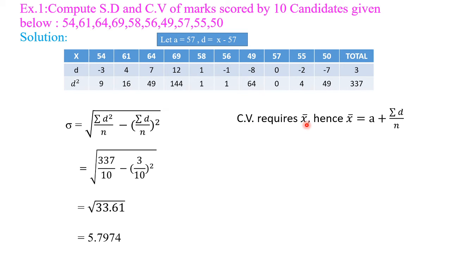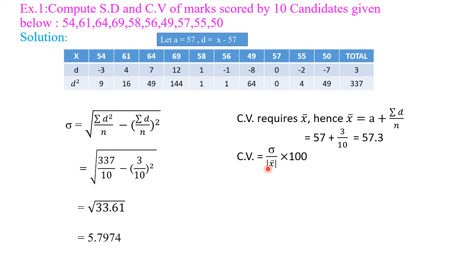Then CV requires x bar. We have to find the coefficient of variance, and CV requires x bar. Hence, x bar is equal to a plus summation of d divided by n. So, a, assume 57, summation of d is 3, number of observations are 10. So, 3 by 10 is 0.3, 57 plus 0.3 is equal to 57.3. So, x bar is equal to 57.3.